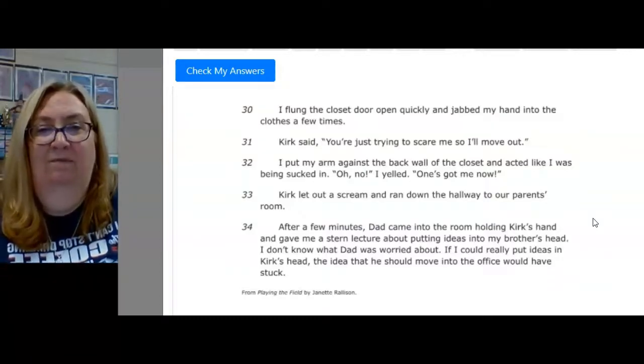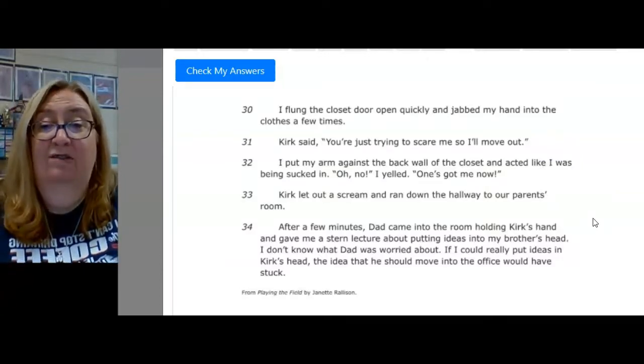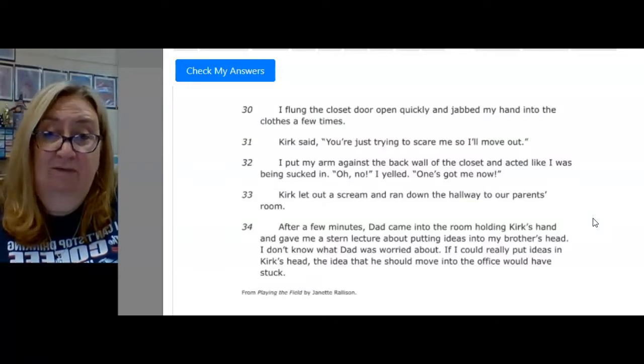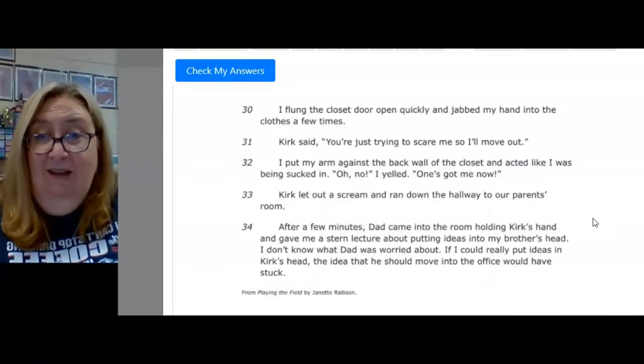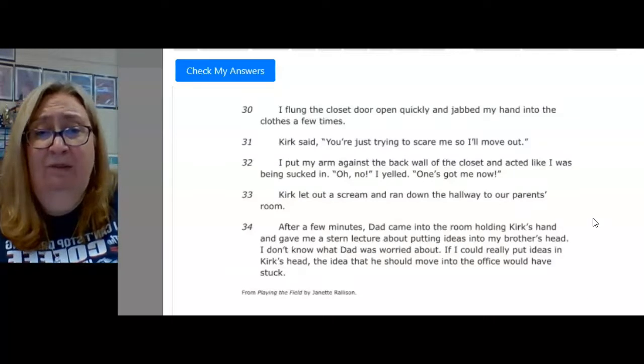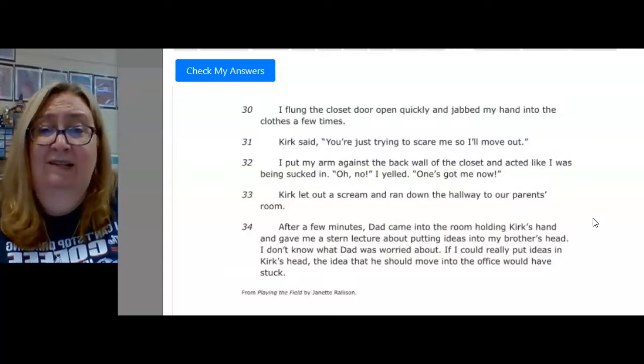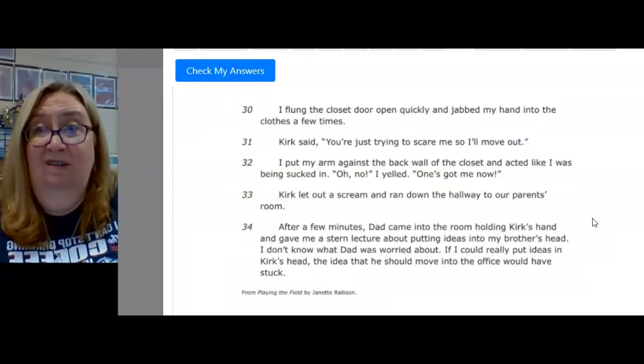Kirk let out a scream and ran down the hallway to our parents' room. After a few minutes, Dad came into the room holding Kirk's hand and gave me a stern lecture about putting ideas into my brother's head. I don't know what Dad was worried about. If I could really put ideas in Kirk's head, the idea that he should move into the office would have stuck.